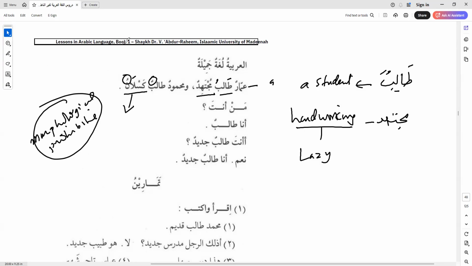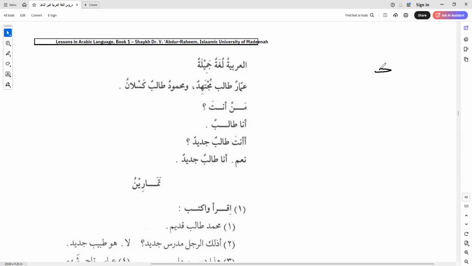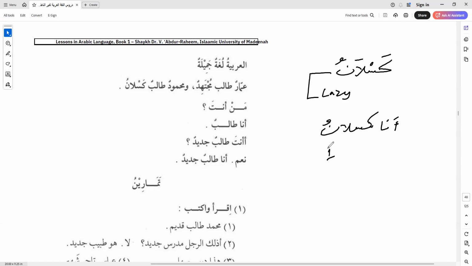Any noun that is morphologically prohibitive, or doesn't morph in Arabic, ends in one dhamma. You can end it in kasra, but later on we're going to learn more about it. So when you are kaslan, it means you are lazy. Kaslanu, lazy. So you can say ana kaslanu, I am lazy.